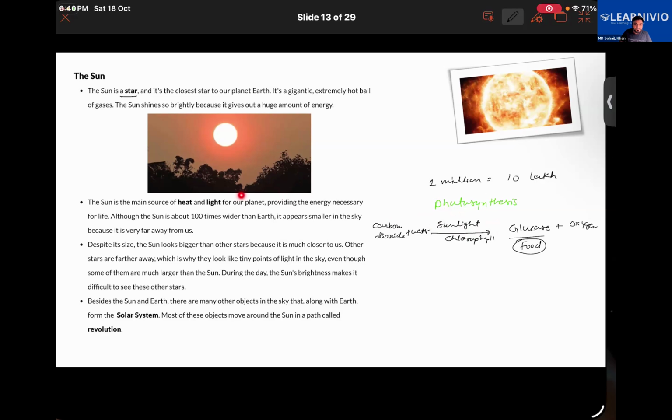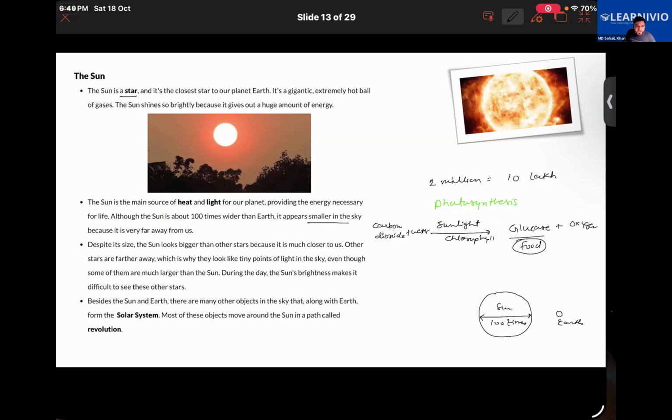Okay, that's the thing. Although the sun is about 100 times wider than Earth, like suppose if this is Earth, the sun is 100 times wider. The width is 100 times that of the Earth. Okay, but it appears smaller in the sky right now because it is very, very far away from us.